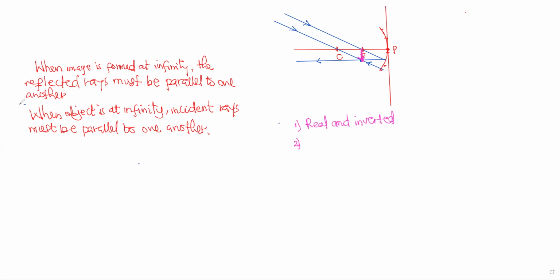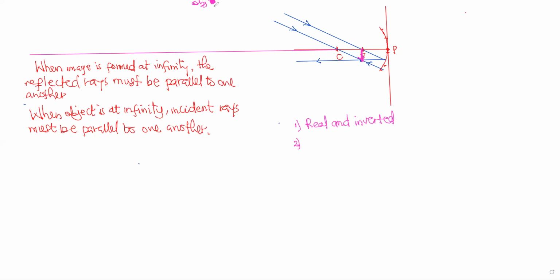Okay, to answer this, let me help you. We are saying that infinity is very, very far. So let's extend this line, and even assume that infinity is at this point. It means that these two incident rays are actually coming from the object which is here.